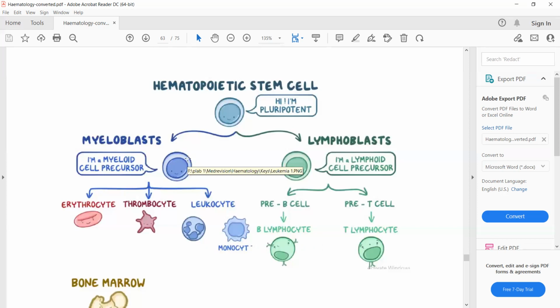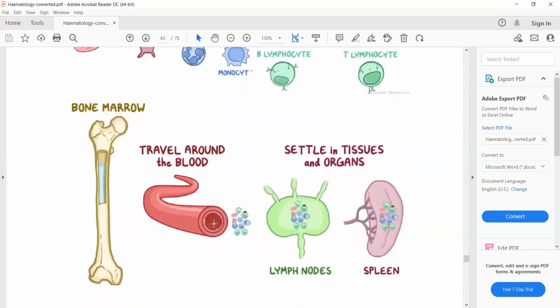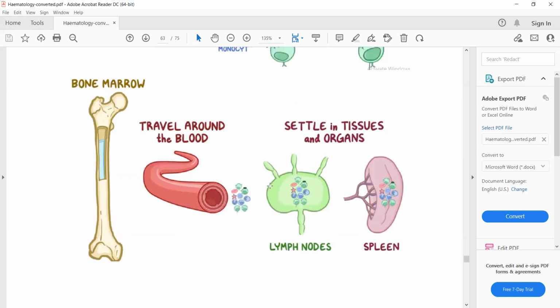Now, when these cells are formed in the bone marrow, erythrocytes, thrombocytes, leukocytes, B lymphocytes, and T lymphocytes, they all travel to different organs in the body. They are released into the peripheral circulation, and then they settle down in different areas in the body, such as white blood cells, lymphocytes, B lymphocytes and T lymphocytes. They settle down in the lymph nodes, in the spleen, in the thymus. T lymphocytes settle down in the thymus. So there are different organs in the body where they settle down.